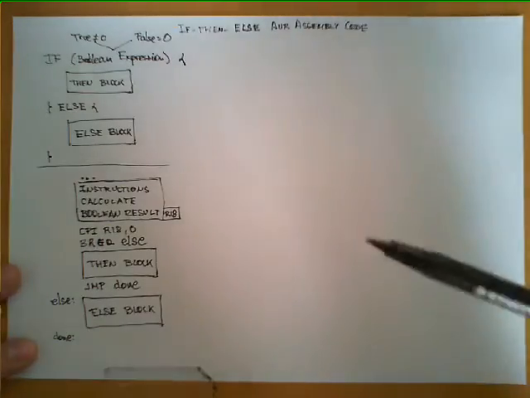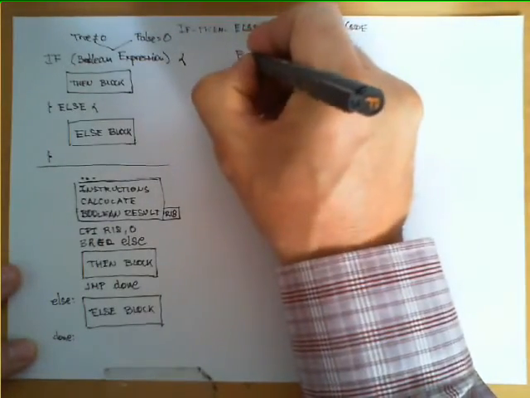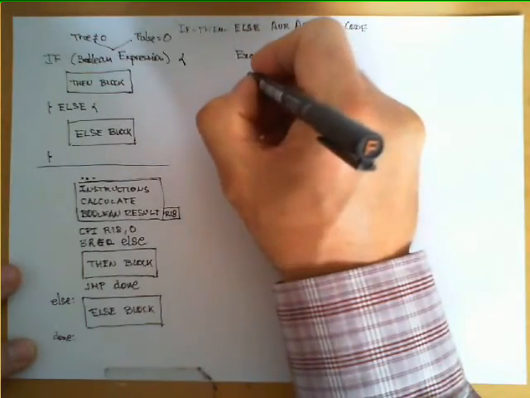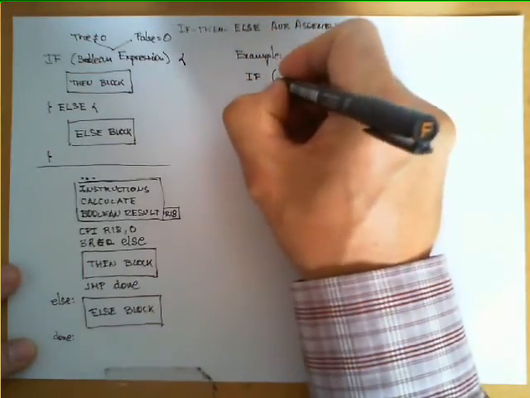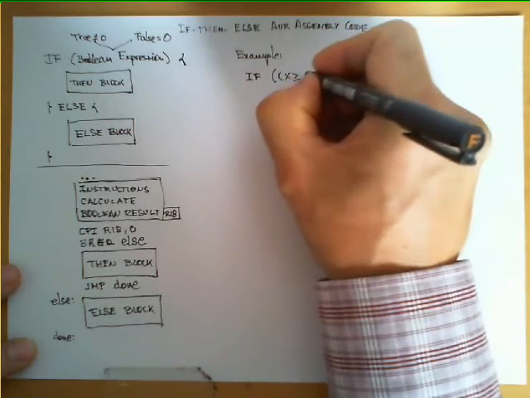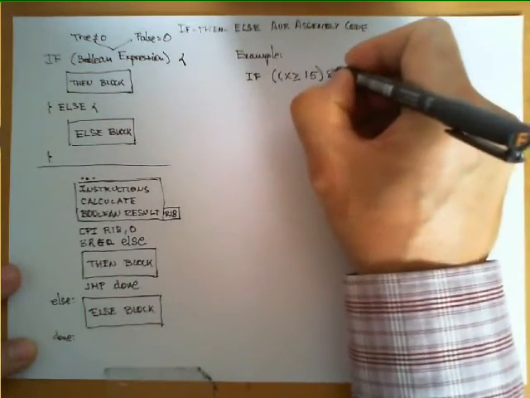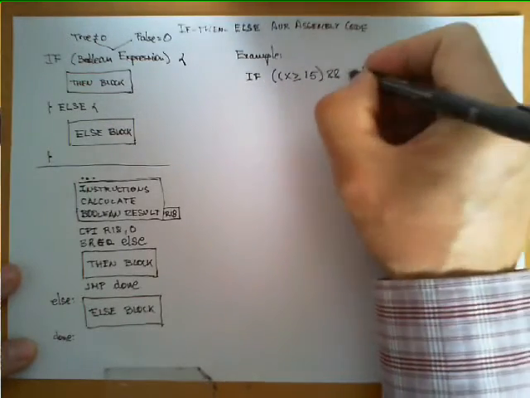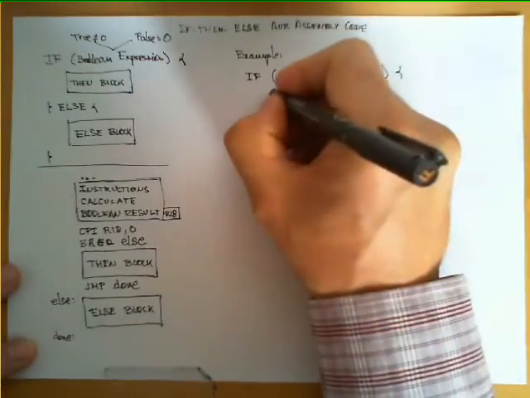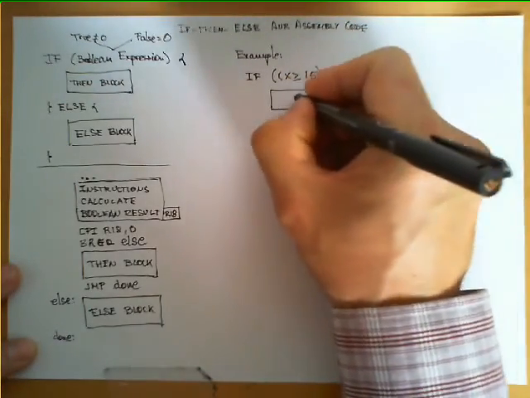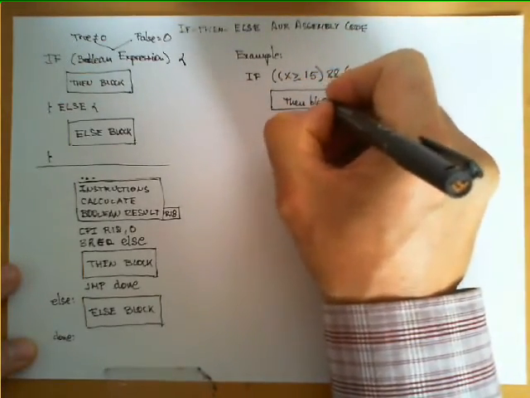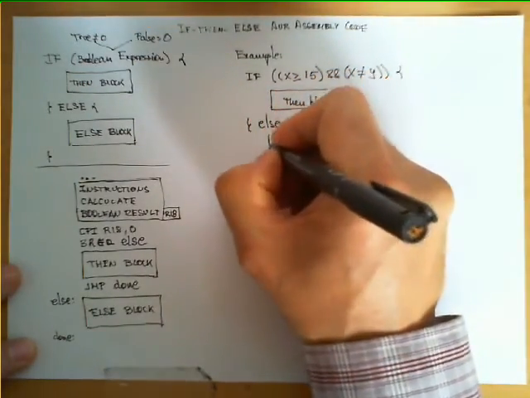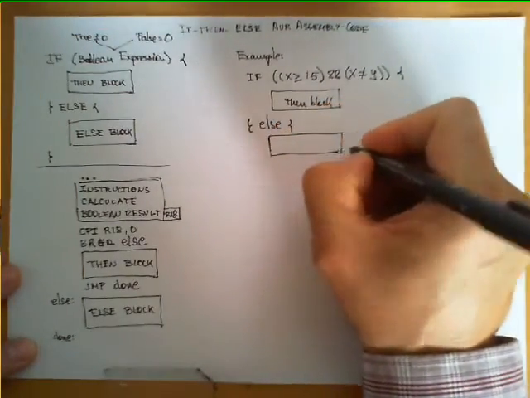Let's see a little bit more complex example. Let's assume a bit more complex condition. For example, if x is bigger or equal than 15 and x is different from y, then we have the then block here, else we have a generic else block here.